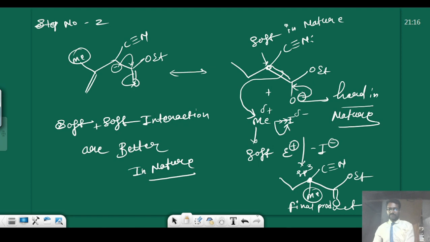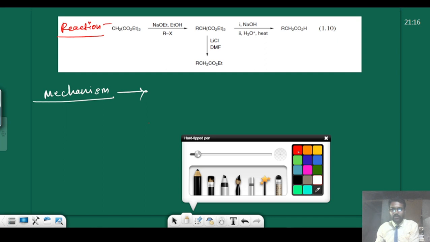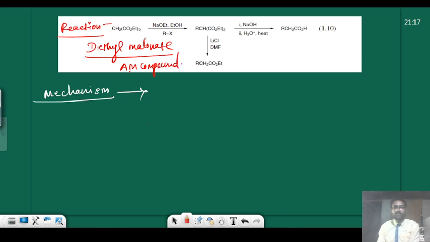Okay, let us discuss a new example from this particular Carruthers reference. Again, same, this diethyl malonate which is present over here. Diethyl malonate we have taken. This is an active methylene compound. When we do a reaction of this active methylene compound with sodium methoxide, what will happen? Enolate will generate, and this enolate is going to attack this particular alkyl halide.